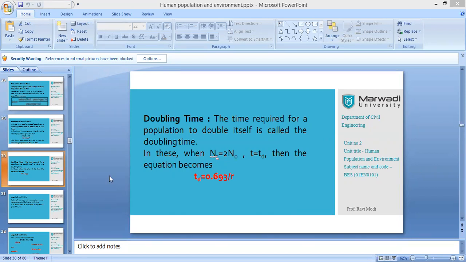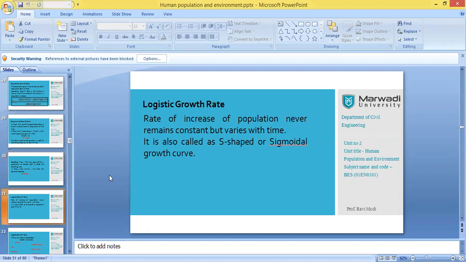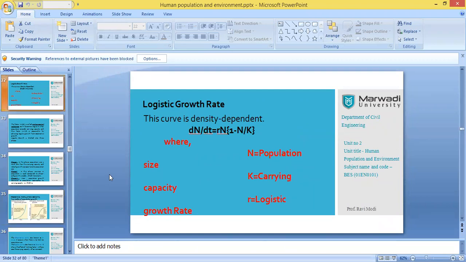Okay, next, logistic growth rate. The rate of increase of population never remains constant, but varies with time. I will show you this particular example with the help of a graphical curve. It is also known as the S-shaped or sigmoidal growth curve. So remember these points. This logistic growth rate curve is density dependent.